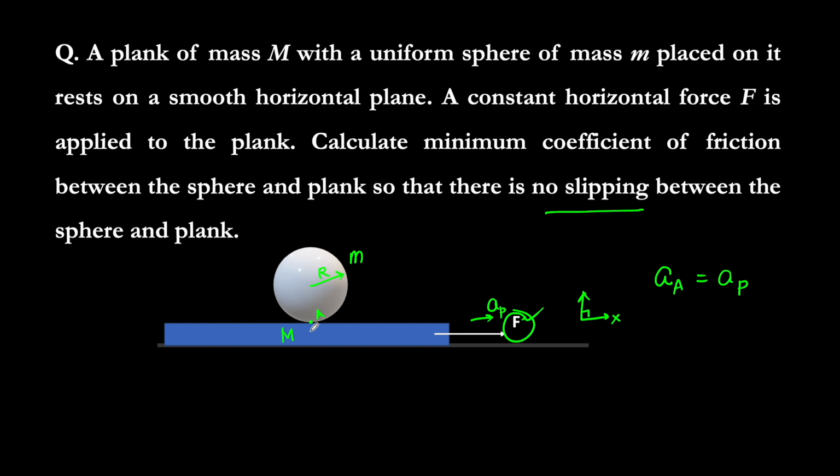Now guys, there is no slipping between the sphere and the plank. It means that the sphere starts to roll. Frictional force will act in the forward direction. It tries to bring the point of contact of the sphere at rest with respect to the surface of the plank. So guys, frictional force will act in the forward direction at the point of contact of the sphere. I will show you with the help of animation how things are working.